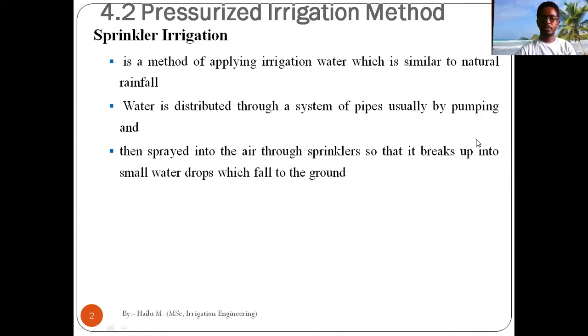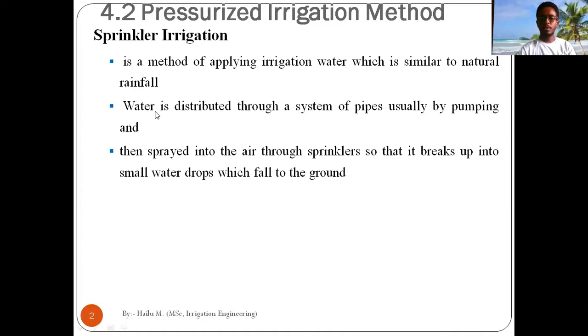So the common pressurized irrigation methods are sprinkler or drip irrigation, or trickle irrigation. Let's see the two methods of pressurized irrigation one by one. For now, let's start from sprinkler irrigation. Sprinkler irrigation is a method of applying irrigation water which is similar to natural rainfall.